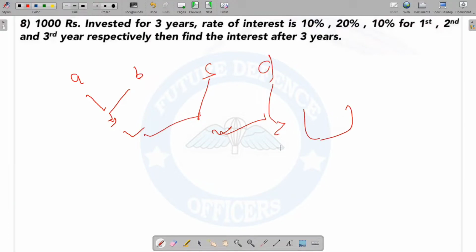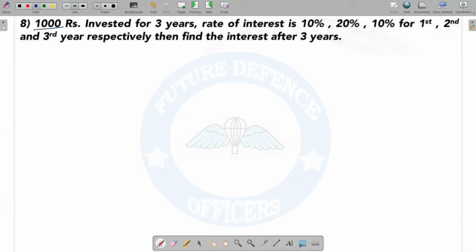That much percentage you will calculate for the principal amount you have invested. That much percent you will calculate. Now everyone try this question. 1,000 rupees we are investing for 3 years. Interest is 10%, 20%, 10%.